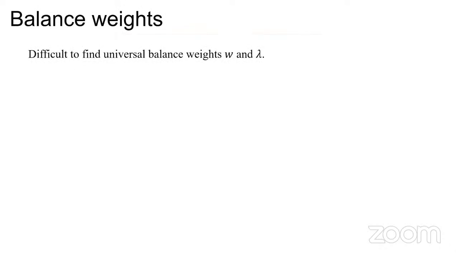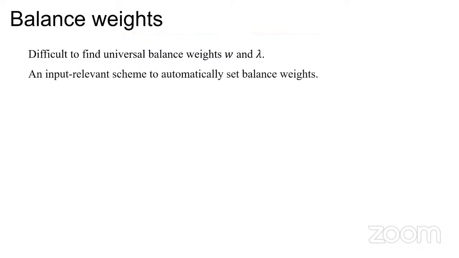In our experiment, we find that it is difficult to find universal balance weights for different inputs, as they have drastically different visual fidelity energies and shape preserving energies. Therefore, we propose an input relevant scheme to automatically set balance weights.